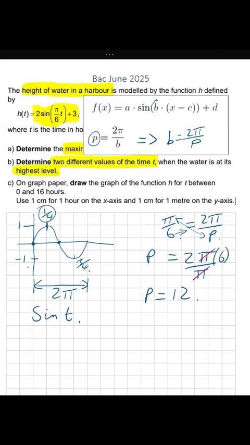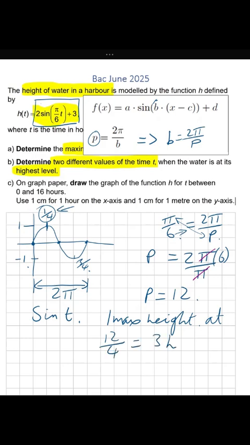So I know that my new period of this function, now not a sine t, this function here, is actually going to be equal to 12. And I know that my maximum happens in a quarter of the period. So one max height will happen at 12 divided by 4, which is equal to 3 hours.